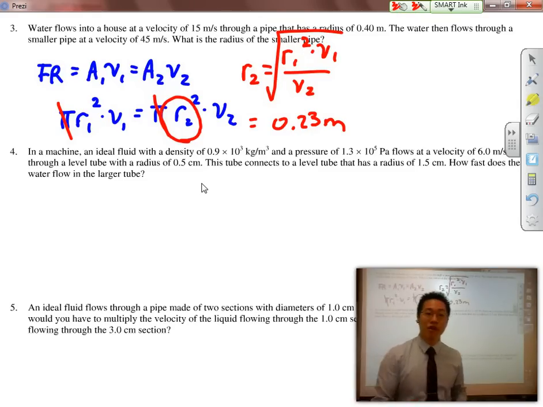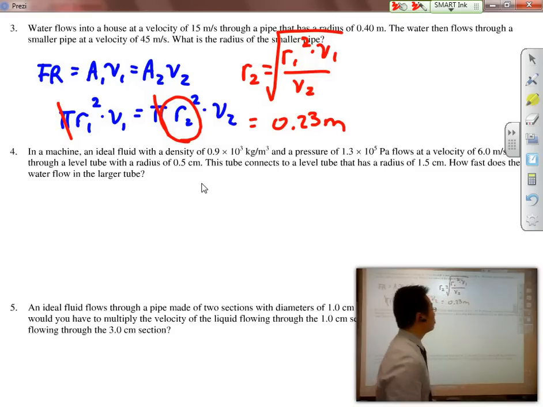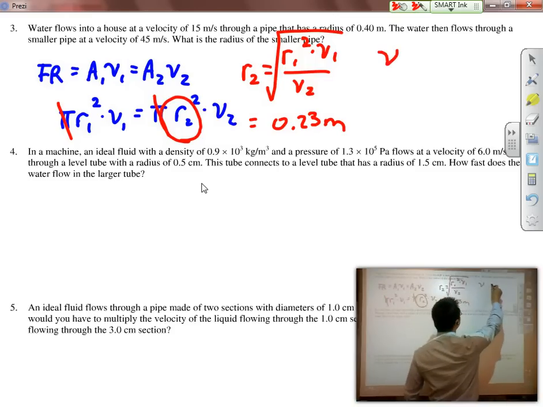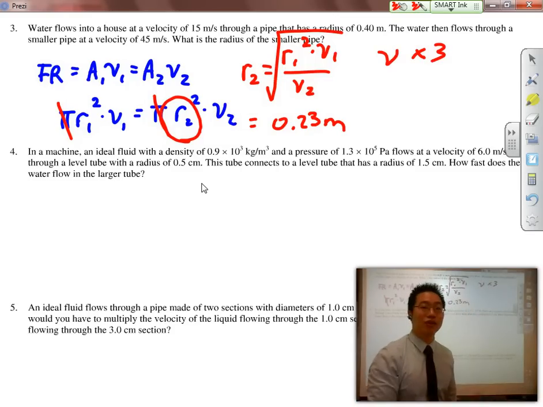Okay, so you guys can see as one goes up, the other one goes down, and it's inversely proportional. If the area were to double, that means the velocity were to halve. Okay, in this case, the velocity tripled. Okay, so if the velocity went up by 3, that means the area had to decrease by 3.